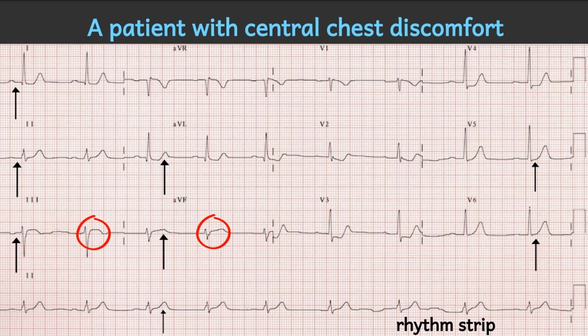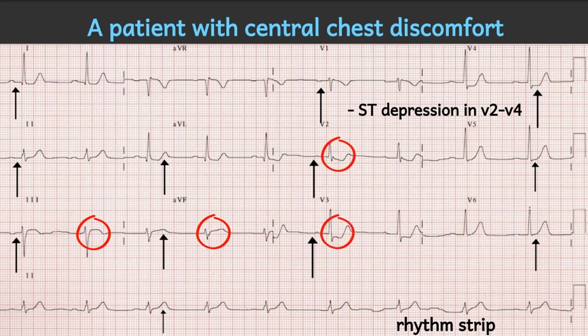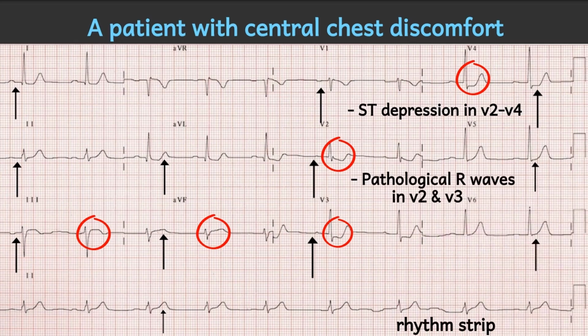For now, let's look at the anteroseptal leads. Lead V1, V2, V3, and V4. Now, V1 appears normal, but the rest are obviously abnormal, evidenced by ST segment depression in lead V2 to V4, as indicated. Apart from that, there are pathological or dominant R waves in V2 and then V3. I didn't mention V4 for a reason. And remember, the criteria has asked us to focus on V1 to V3. Then we have upright T waves in leads V2 and V3, also as indicated.